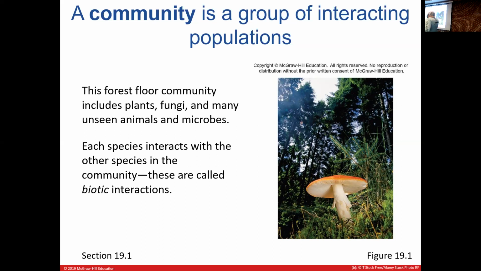And each species interacts with another species in the community. These are called biotic interactions, anytime that they're interacting with each other. It could be predation, it could be symbiosis, where they're actually benefiting each other mutually, or it could be something where one is just getting lucky and the other one's just there, happening to hang out. It just kind of depends. And we'll get into a lot of those individual specific relationships in a second.